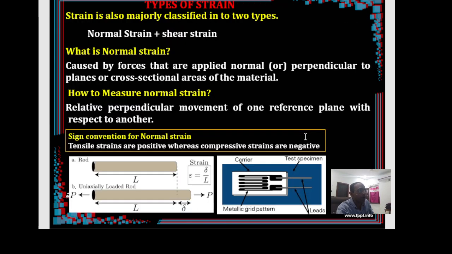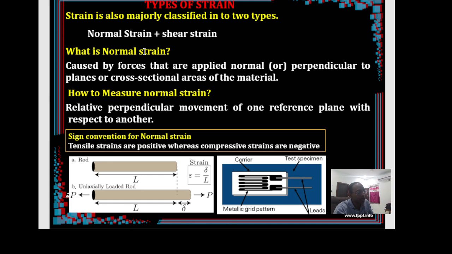Next, how the strain is classified. If you look at the classification of the strain, it is mainly classified into normal strain and shear strain. Let's see one by one. What is this normal strain, and how do you measure it? So first of all, either normal strain or shear strain, we have already discussed.